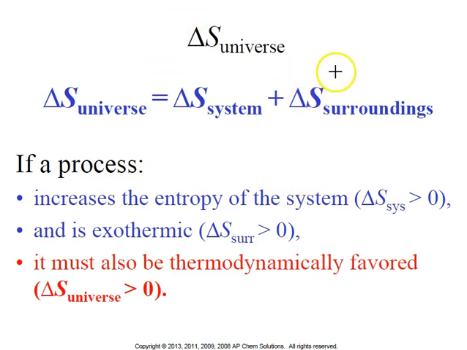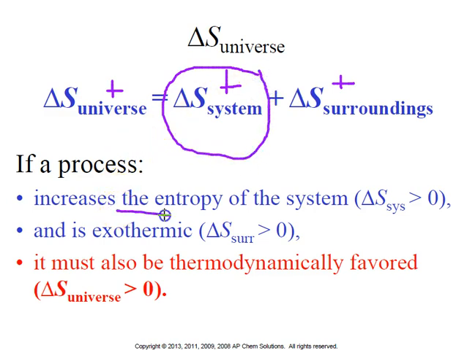Therefore, if we go back to this main equation, if we have a positive delta S of the system and a positive delta S of the surroundings, then we most certainly have a positive delta S of the universe. Now, how do we get a positive delta S of the system? That's going to be a process where the entropy of the system increases. That could be a process that makes more molecules. That could be a process that changes phases. That could be a process that increases volume. There are a lot of ways that we looked at before that the delta S of the system could be positive.